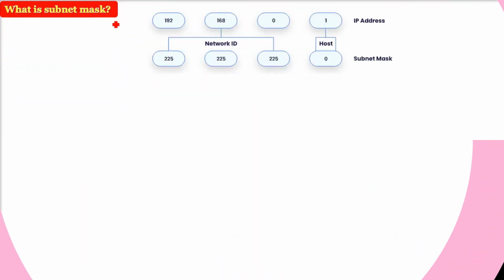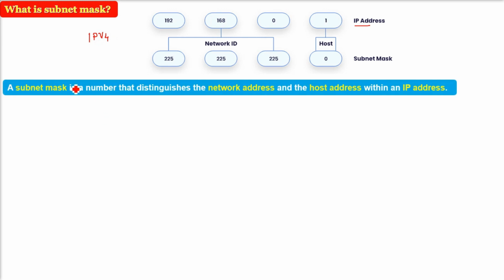What is subnet mask? This all starts with IP address, the IP addressing scheme: Internet Protocol version 4 and version 6. So subnet mask is that number. This is also a 32-bit number that distinguishes. So this is the whole IP address.